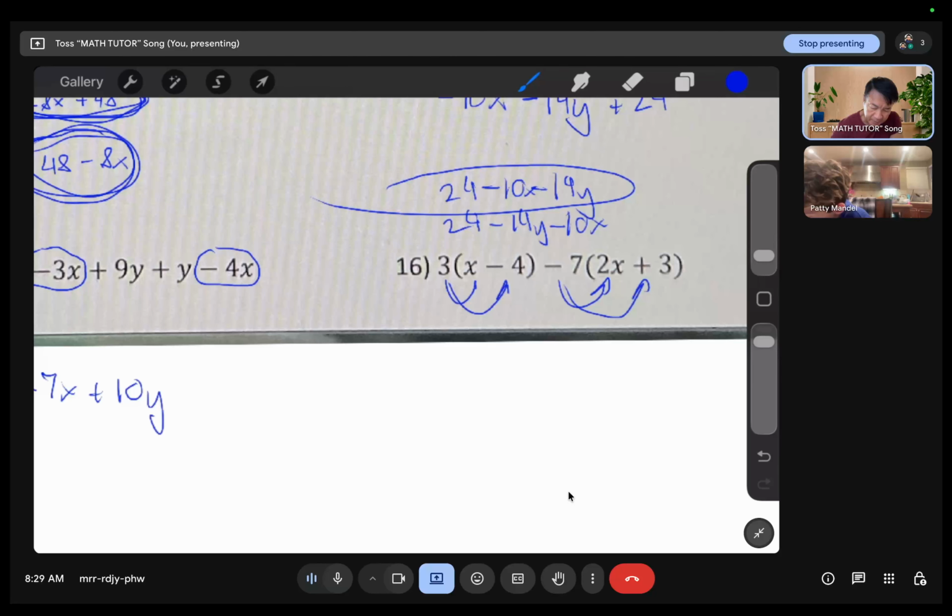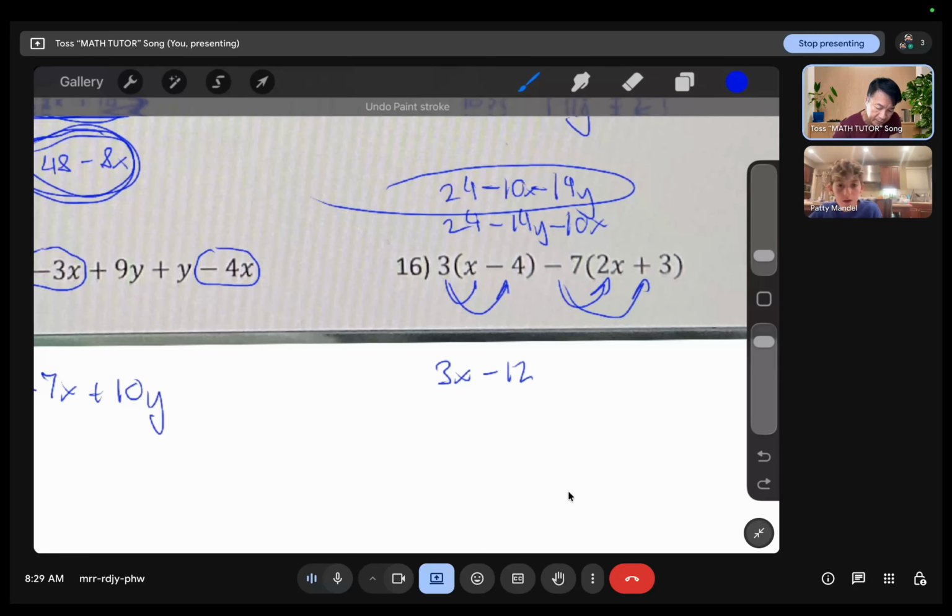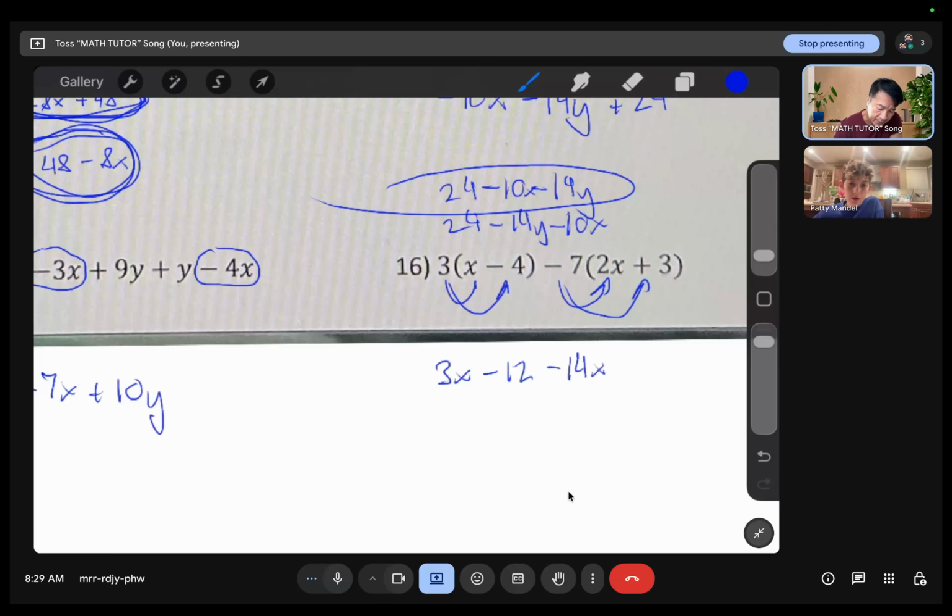So 3 times 1x is 3x. 3 times a negative 4 is a negative 12. And then over here, a negative 7. Now you can think a plus in between right here if you want, but you don't need to. So a negative 7, continue on. Negative 7 minus positive 2x is a negative 14x. Negative 7 times a positive 3 is a negative 21.